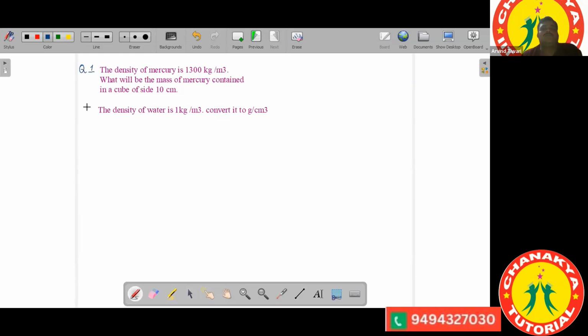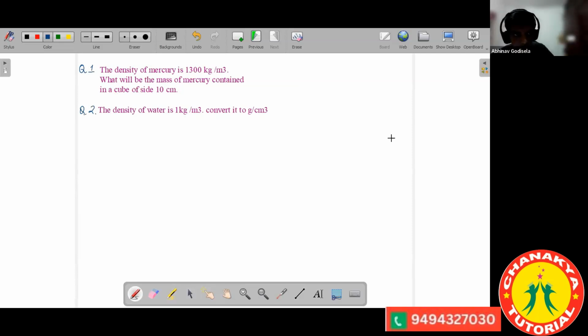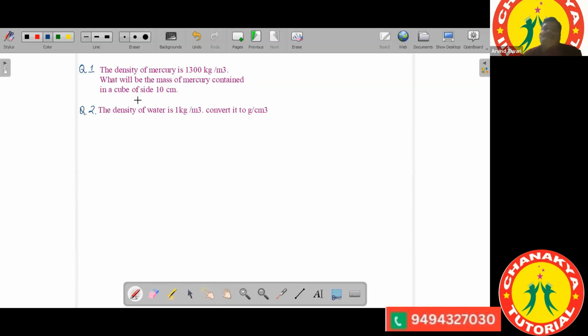This is your question 1 and 2. Okay. If anyone is not getting, just inform me. I will be solving the questions which you are not getting. Sir, I'm not able to do it. Abhinav, you are not getting? Yes, sir. Okay, which one, sir? The first one or the second one? The second one, sir.